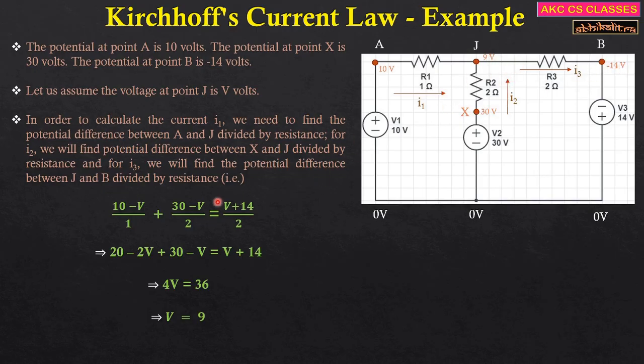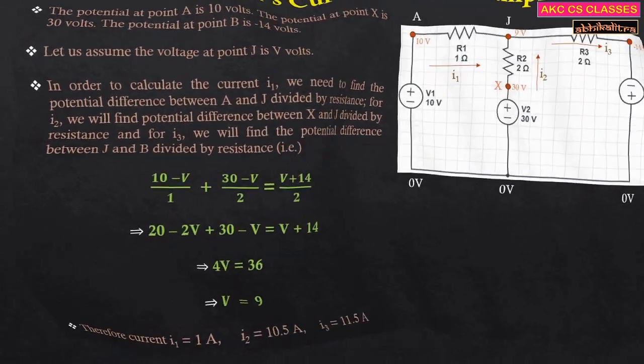Over here, if I see, then it will be 9 plus 14, which will give you 23. 23 divided by 2 will give you 11.5 amperes. So we have got the current in all the different resistors present in our circuit, which actually solves the problem. So that is what we have written over here. Therefore the current I1 will be equal to 1 ampere, I2 will be equal to 10.5 ampere, and I3 will be equal to 11.5 ampere. This is how we calculate the current in all the different resistances across the circuit.